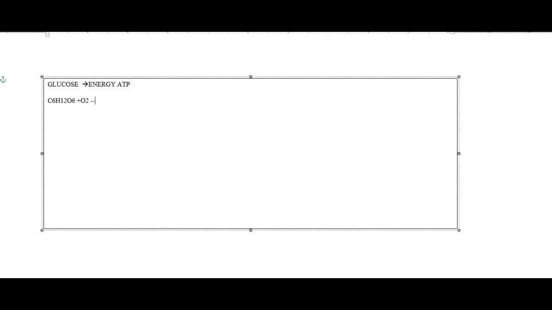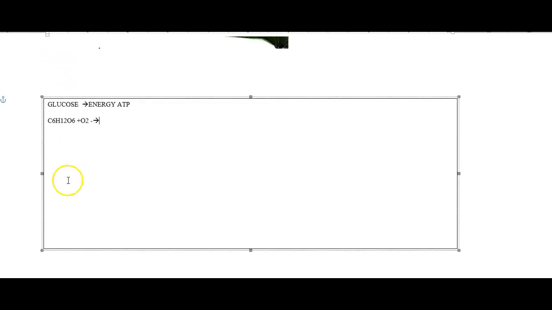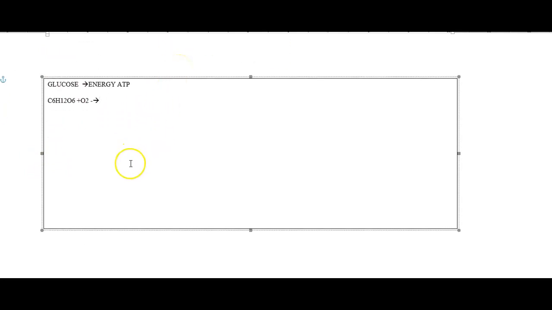Alright, another arrow here. And notice we have a big molecule, glucose, and we're going to break it down. So if we break it down, that's oxidation. So in this case, glucose is going to get oxidized. And it's going to get oxidized back into what we started with in the Calvin cycle.